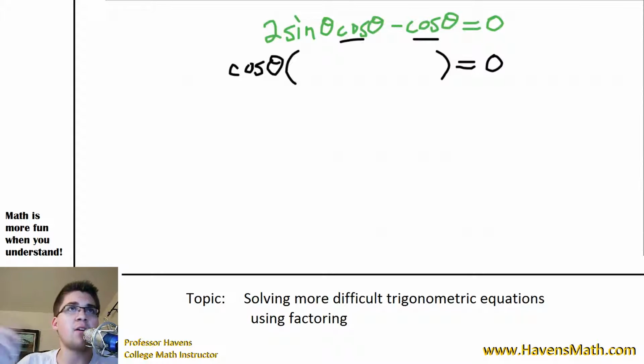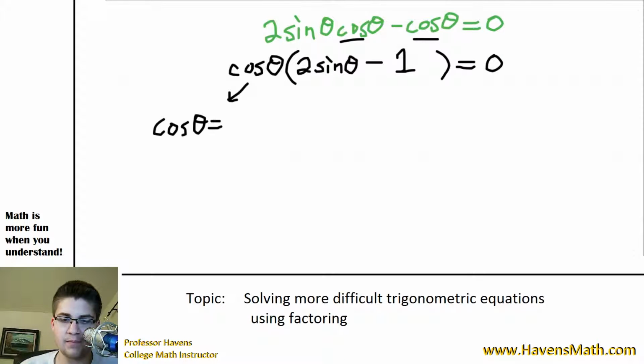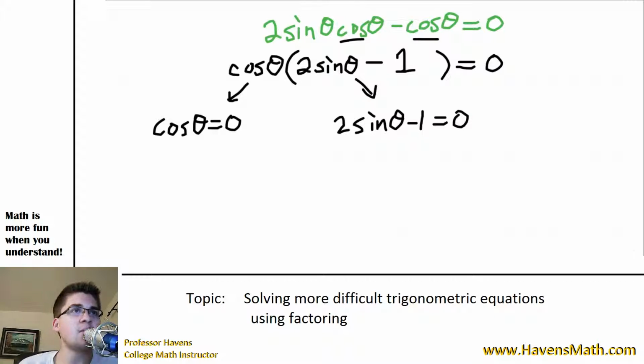So if we factor out cosine, what we'd have left from the first term would be 2 times the sine of theta. And from the second term, if we factor out cosine from minus cosine, well, we just have minus 1 left over from that second term. And so just like from the previous example, now that we have it factored, we'd set each factor equal to 0, and that will give us our individual solution. So we'd have one solution path if cosine theta is equal to 0, and we'd have another if 2 sine theta minus 1 is equal to 0. And then we'd solve each of these independently.